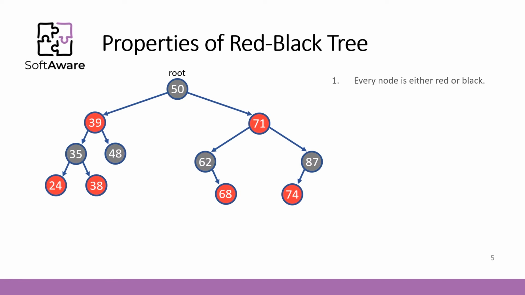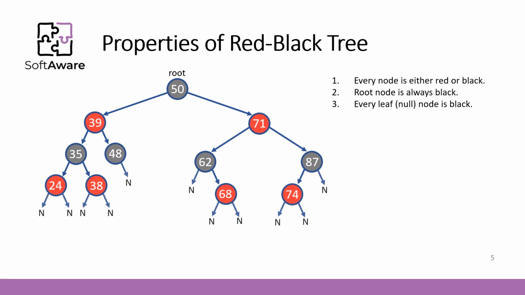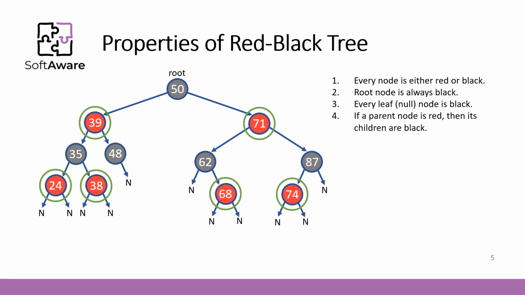Every node is either red or black, so you can see that we have red and black nodes in the red-black tree. Root node is always black. Every leaf node is black. This is important to know because it plays a key role in the reformation of the red-black tree, which we will see in the upcoming slides. If a parent node is red, then its children are black. So here you can see that red nodes also have leaves that are black, which in this case are considered their children nodes.